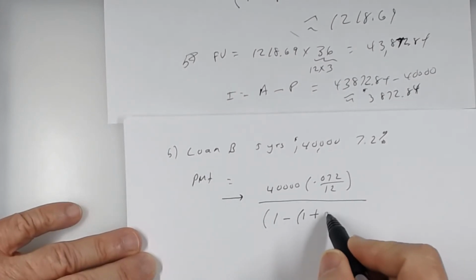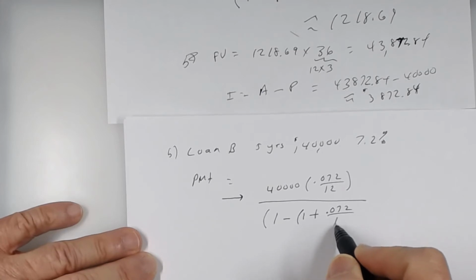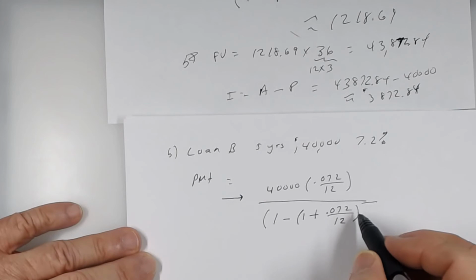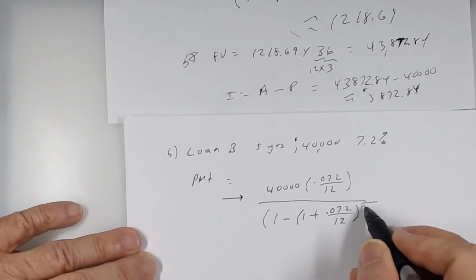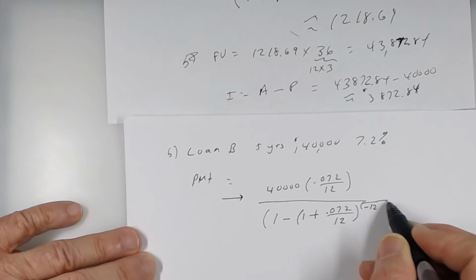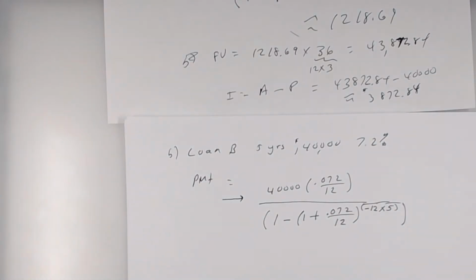What's R? 0.072 divided by N. What's N? 12, because there are 12 installment payments per year. Now your exponent, I'm going to put that in parentheses. The exponent is negative 12 times T, and T in this case is 5. All right, so put that in your calculator, see what you get. Hopefully this time, more of you will get the right answer.